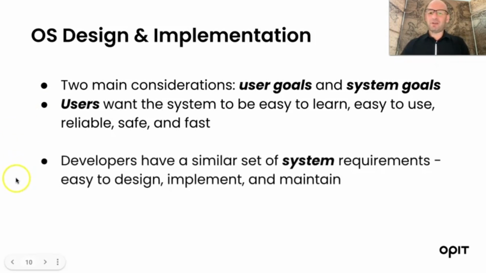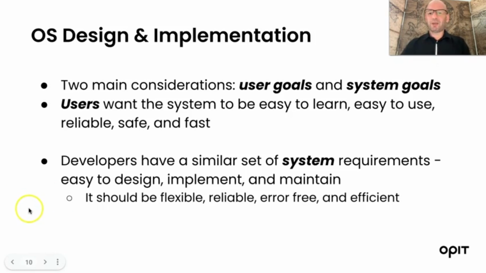From the system side of it, if you're developing an operating system, there are similar goals. For example, easy to design, easy to implement, and easy to maintain. So maintenance is a design goal that a user might not be concerned about, right? From a developer's perspective, though, when you do updates and new versions, you want it to be easy to go from update to update, from version to version. And also, you want the system to be able to maintain itself easily.